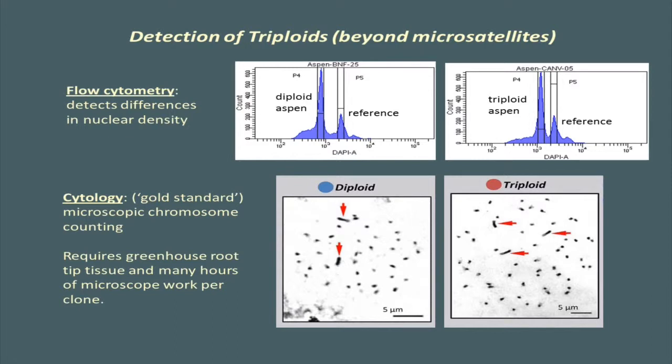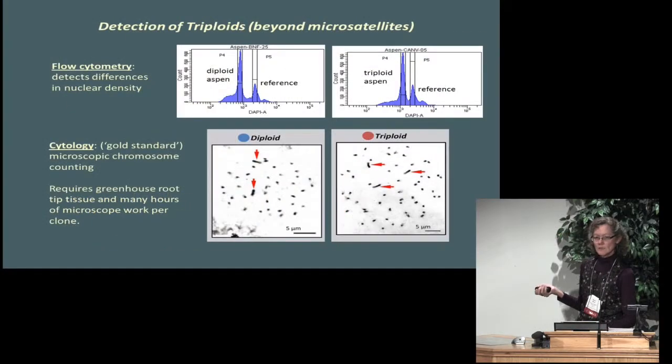I think I'll not talk too much about this. This was just a slide on a couple of different ways to detect triploids. We can detect them with microsatellites, like I said, and we can also use nuclear density and something called flow cytometry to look at differences, diploids versus triploids. You can also, if you have unlimited time and money and patience and don't mind migraines, do cytology. You can do chromosome squashes and actually count the things. Okay, so there are different ways to do it.